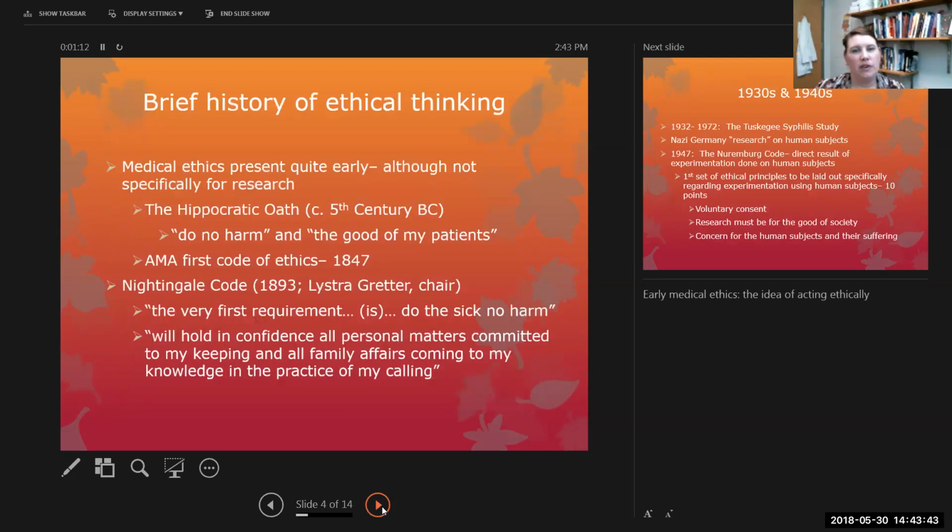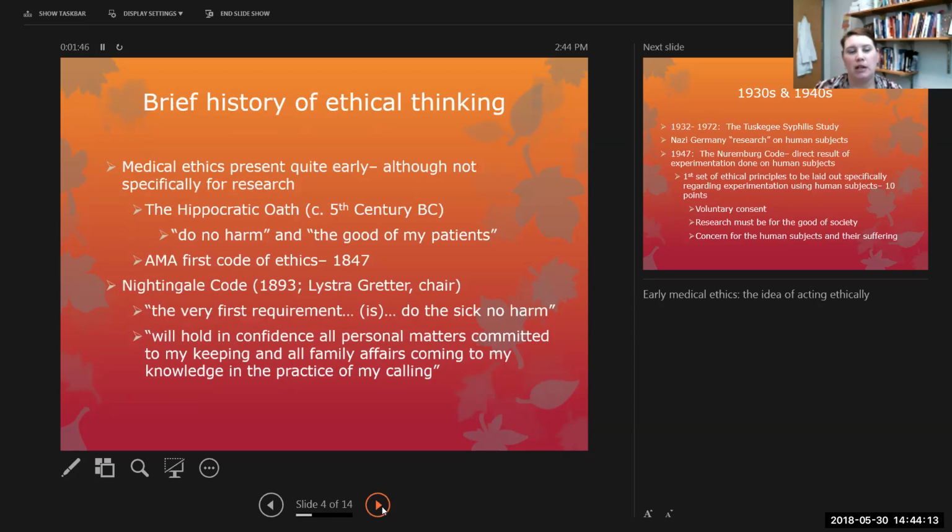So again, a brief history of the way that we have evolved, hopefully, in our ethical approach to using research. Medical ethics has been present quite early on in history, although not specifically for research per se. Circa the 5th century BC, they had the Hippocratic Oath to do no harm and to really protect and do all things for the good of your patients.